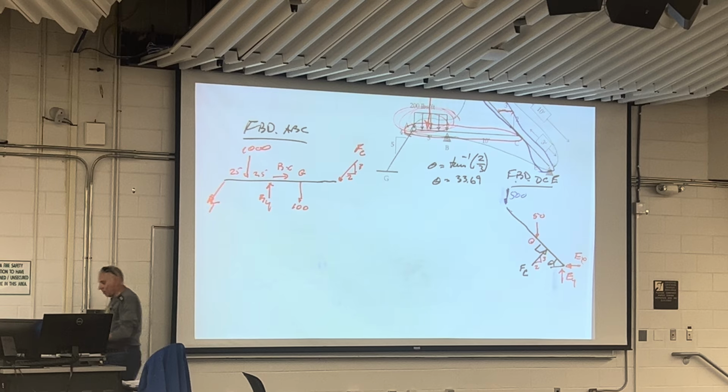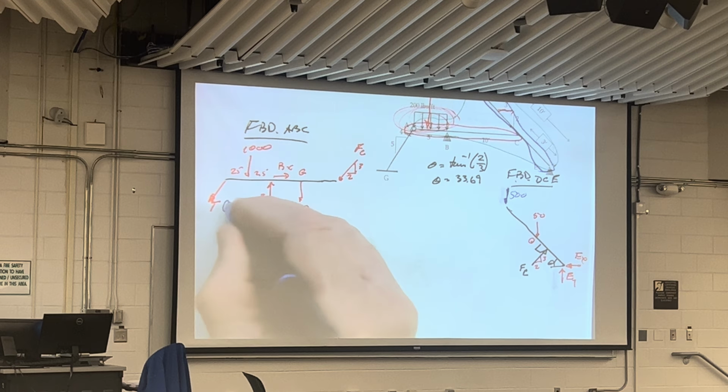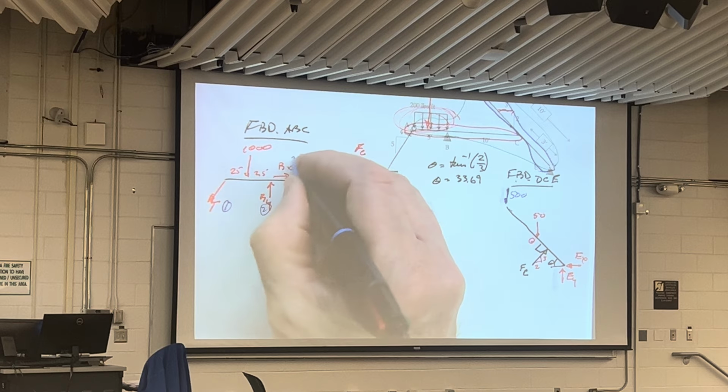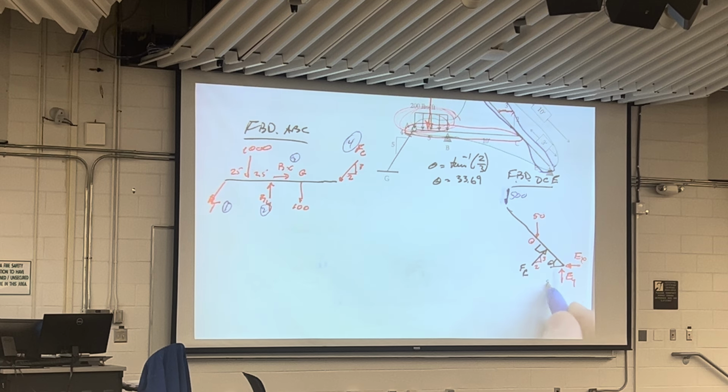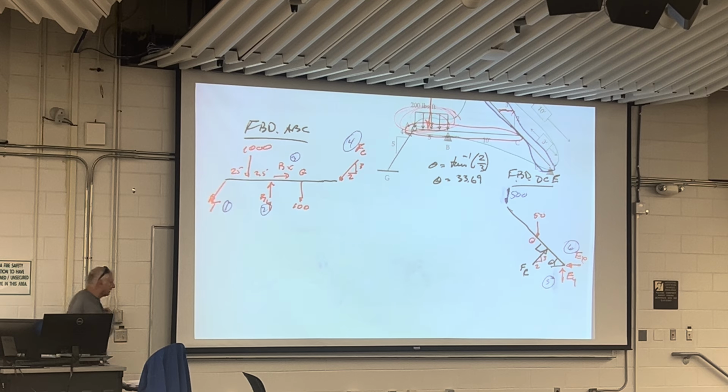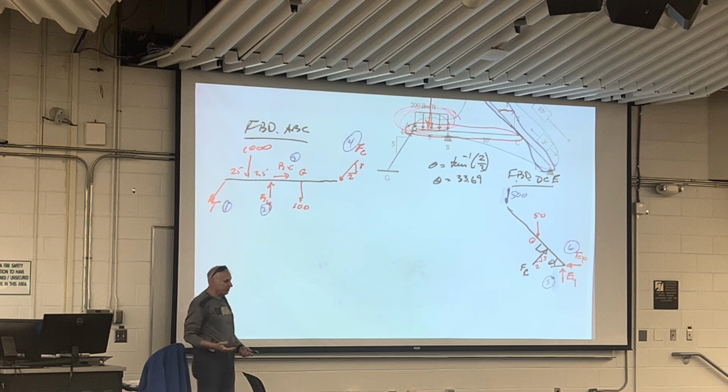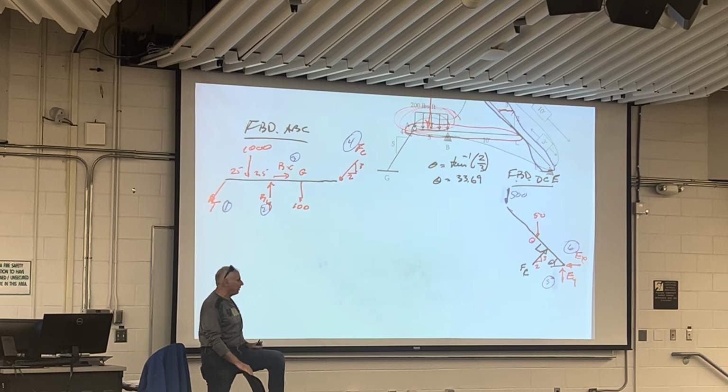Now, before you go off writing equations, make sure you have enough unknowns and enough equations. 1, 2, 3, 4, 5, 6. There are 6 equations, and there are 6 unknowns, 3 per free body diagram. Agreed?